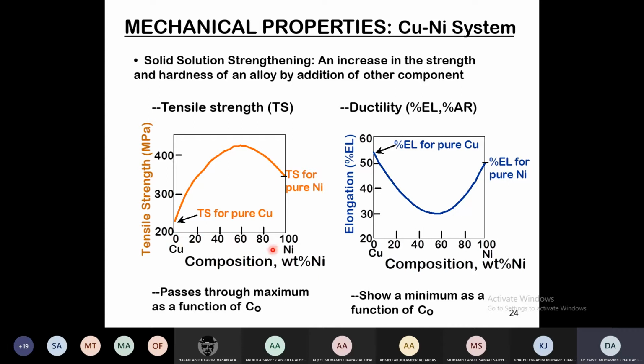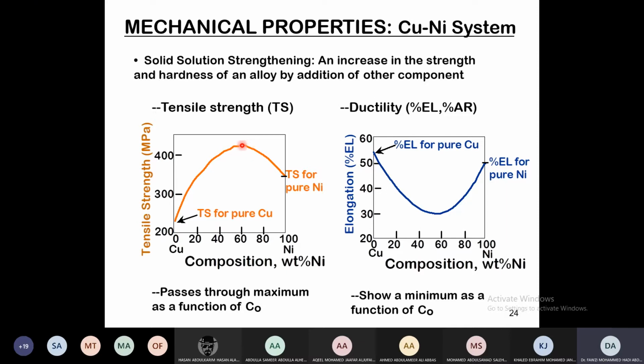As we go in this direction, more nickel is added, composition of nickel in weight percentage. You can notice this. What happens when we are adding more nickel to the copper? The copper starts here, the tensile strength for the pure copper, and as we add nickel, the tensile strength of the material is increasing to a maximum reaching at nearly 60% by weight nickel.